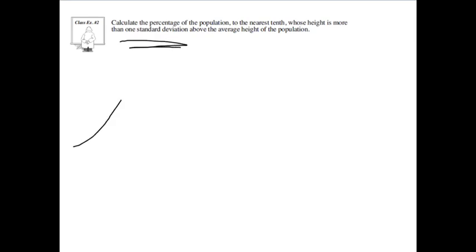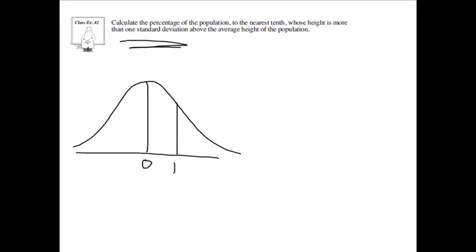If you take a look at a standard normal distribution, the mean would correspond to 0 for a z-score. We know where it's one standard deviation above. And it says here more than one standard deviation above the average height of the population. So in that case, what we're talking about is everything above that. And one standard deviation, that's definitely going to be a z-score. So we have everything. We can figure this one out.